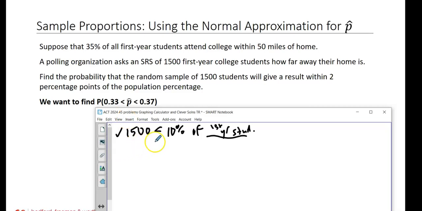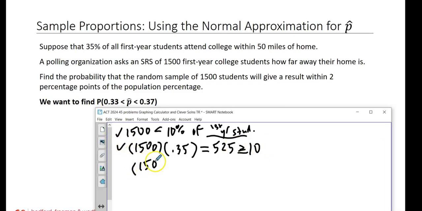The second one, you have to do the large counts condition. But that one gives you, we can now do standard deviation. Large counts is np, so 1500 times 0.35, which is equal to, I think 525, I believe. It's in my head, that could be wrong. Greater than or equal to 10. That seems to pass. Now we're not done. You've got to do the other half of the large counts condition.